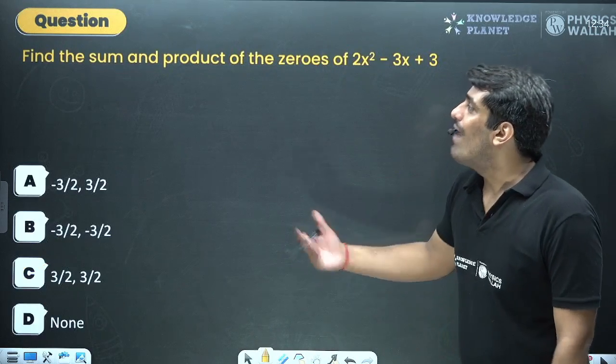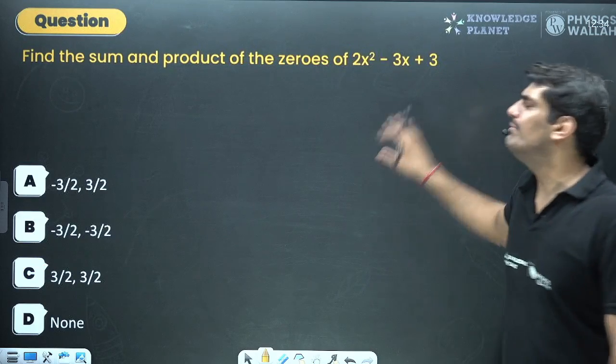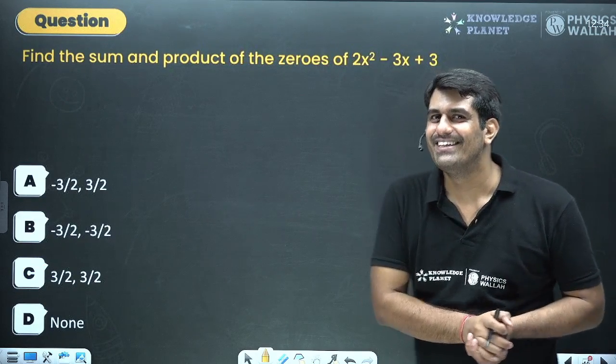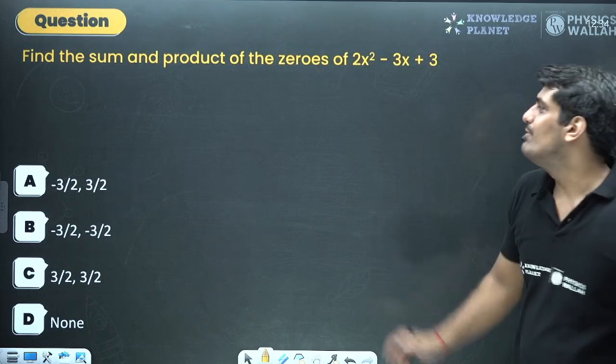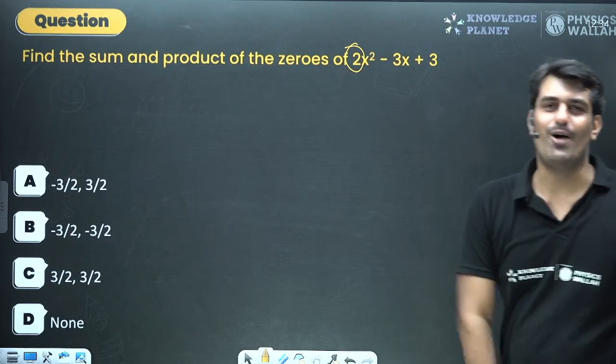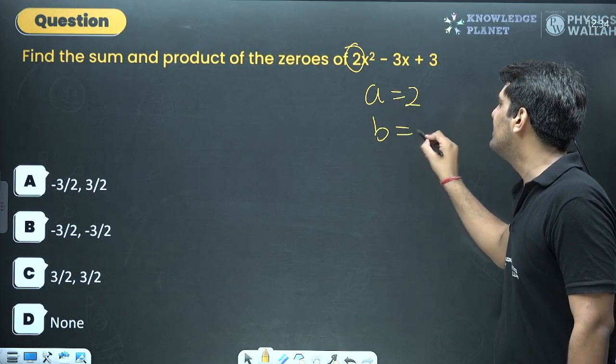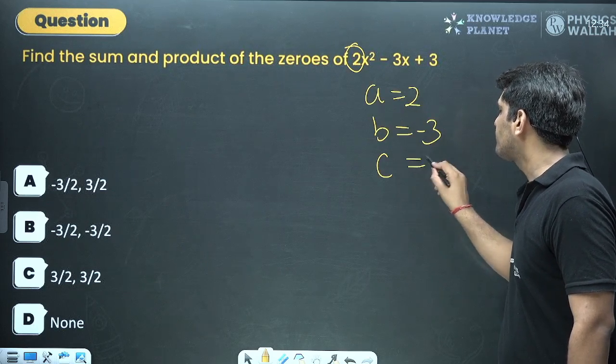Next question, find the sum and the product of zeros. Again, same thing repeated. I hope this time you can answer on your own very quickly. The only change this time is the coefficient of x square. This time we have the value of a as 2, b as minus 3 and c as 3.